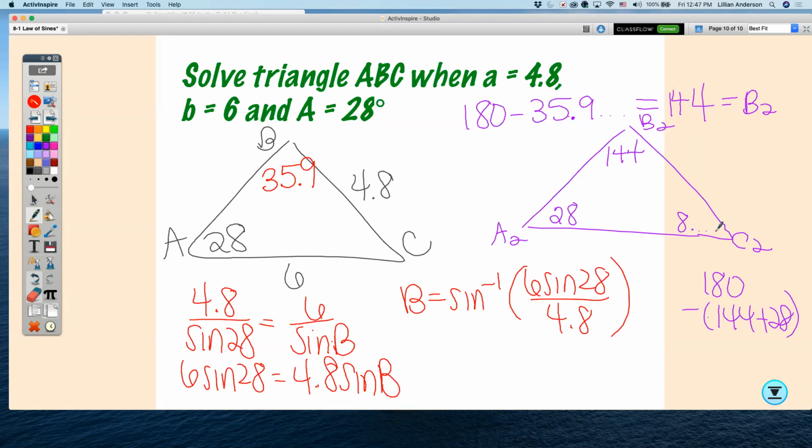So that means you would have 2 triangles here, where B1 would be 35.9, B2 would be 144, rounded to 3 significant figures, and angle C in triangle 2 would be 8 point some numbers, and we would have to find the rest for both triangles. Okay? And that is the law of sines. The only time you have to check to see if you have 2 triangles is if you have a side-side-angle situation. If you have angle, side, angle or side, angle, side, you don't have to do the ambiguous case. You just solve it straight out.